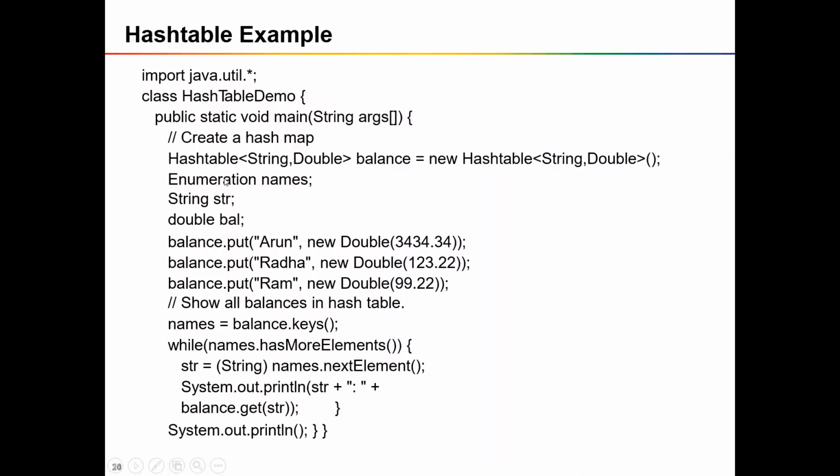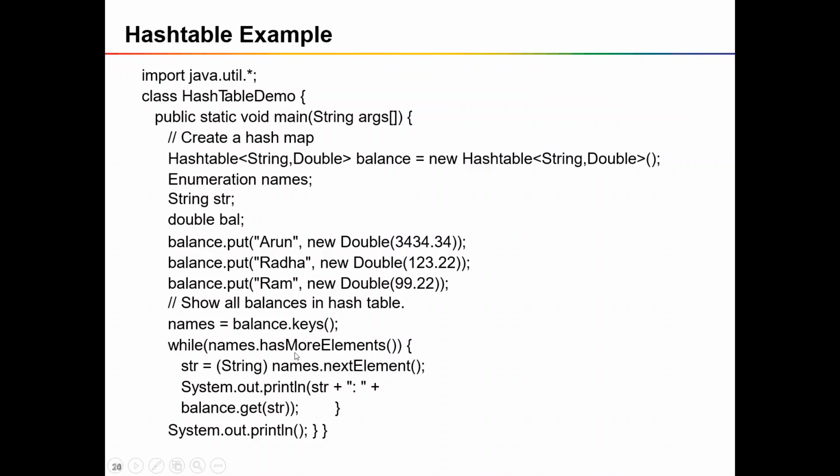Already we discussed iterating the elements with the help of an iterator. Here we will see the usage of enumeration, and we are adding elements into the hash table, name with a balance amount. There is a method keys. The keys method will simply return the keys, and we are holding it in enumeration. The return type of the keys method is always an enumeration. We are declaring enumeration here, and storing the value returned by the keys method.